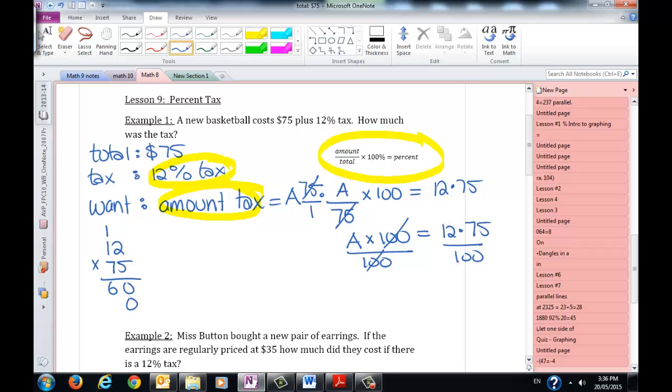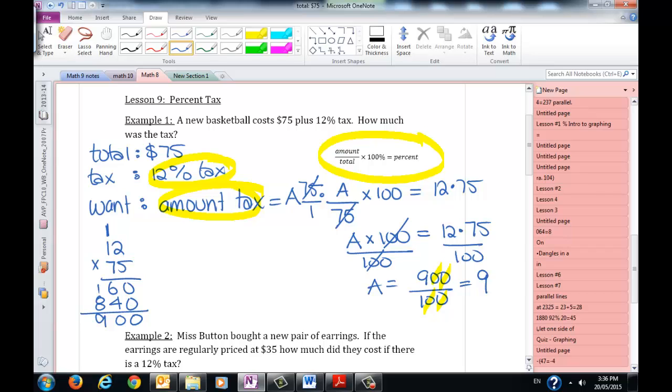7 multiplied by 2 is 14. Carry my 1. And 7 multiplied by 1 is 7, plus 1 is 8. And I can add this together, and I get 900. So what I have now is A is equal to 900 divided by 100. And now it's a nice easy division of tens here. I can say that 9 divided by 1 is equal to 9. So I have A is equal to 9.